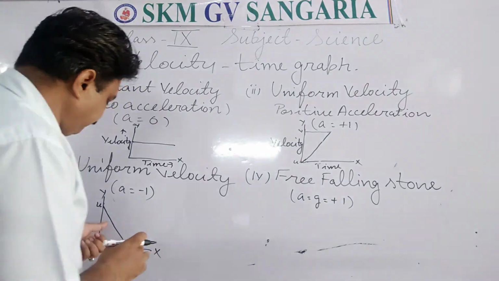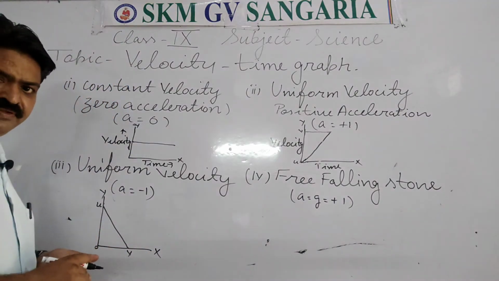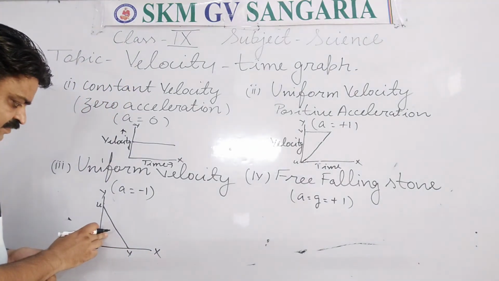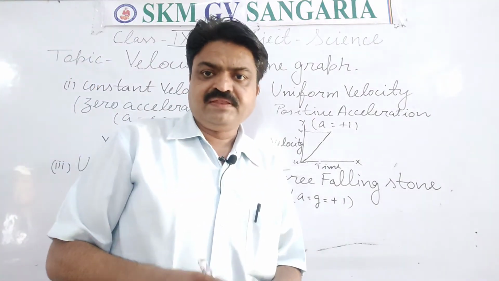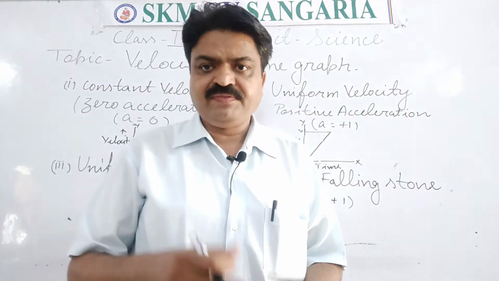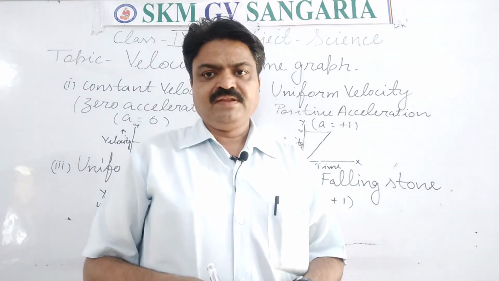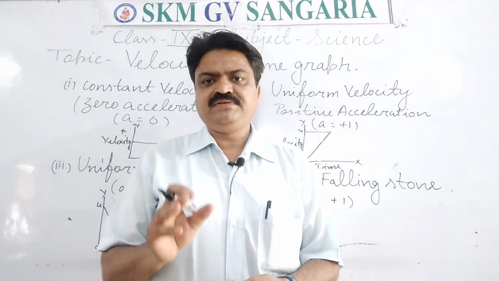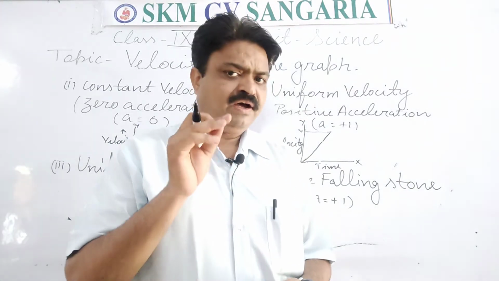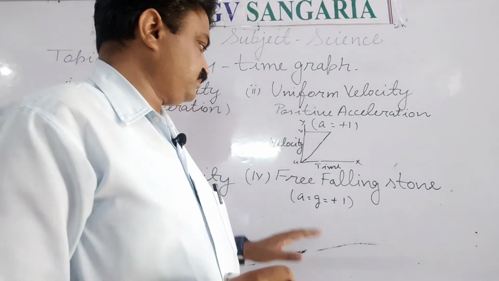That's why we get this type of graph. This graph also represents retardation, meaning the velocity of the object is decreasing here. That's why the acceleration we get here is negative. Now we come to the next topic.